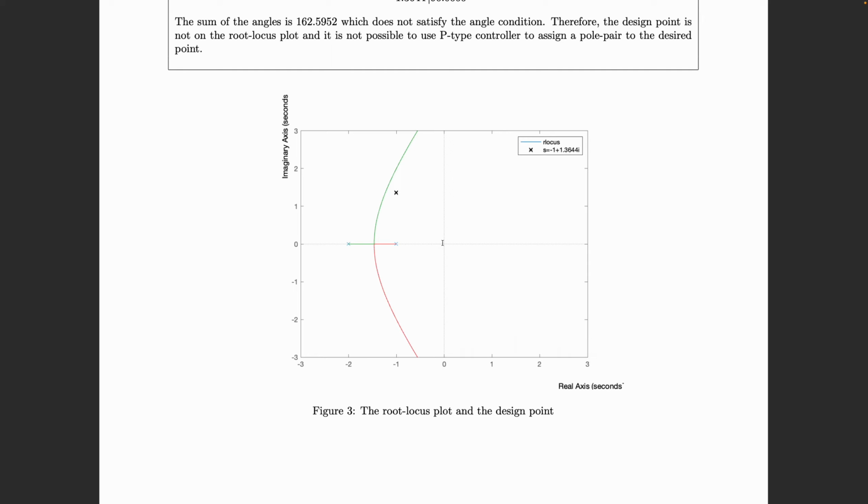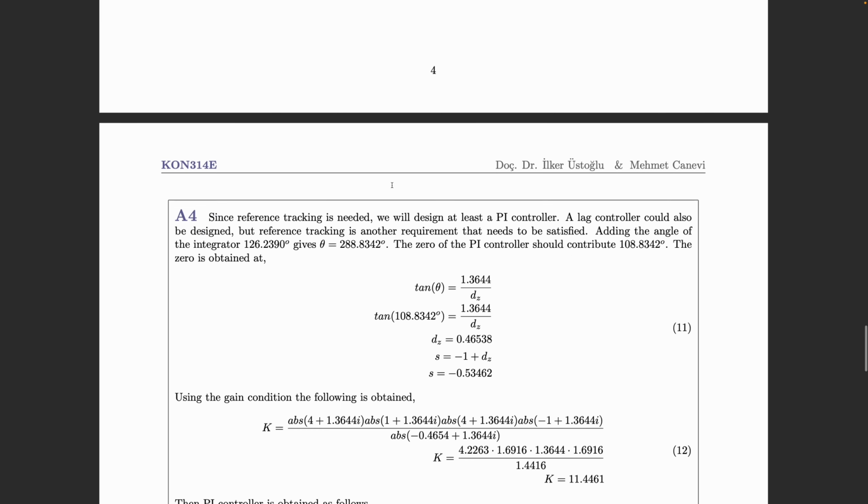It should be type 1 in order to track step type inputs. It could be type 2 if we want to track ramp type inputs, and type 2 means a double integrator at the origin. So that's going to be basically it. If that would have been the case, we would have added 2 poles here, but for this case, it's only step type inputs, so we added just 1 pole.